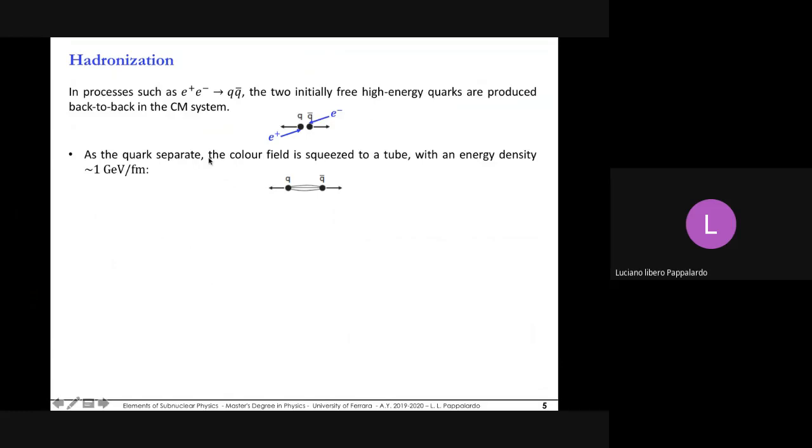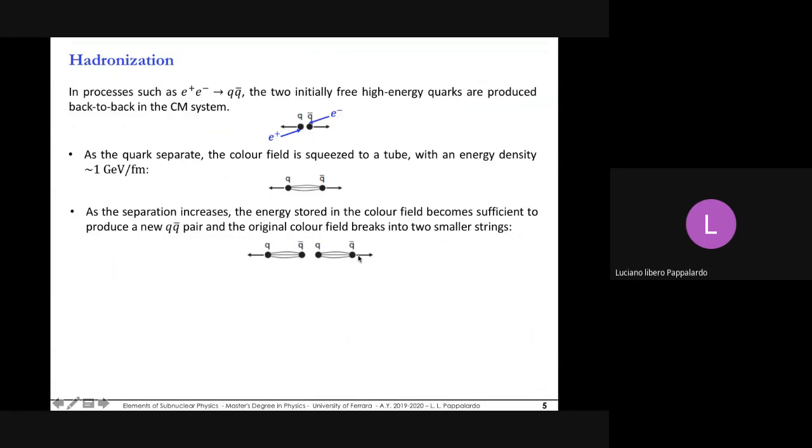As they separate, so they propagate in space, the color field, as we have seen yesterday, is squeezed into a flux tube, okay, with an energy density of the order 1 GeV per Fermi. But then, as soon as the separation increases, the energy stored in the color field becomes sufficient to produce a new QQ bar pair from the vacuum, okay? And the original color field breaks into two smaller strings.